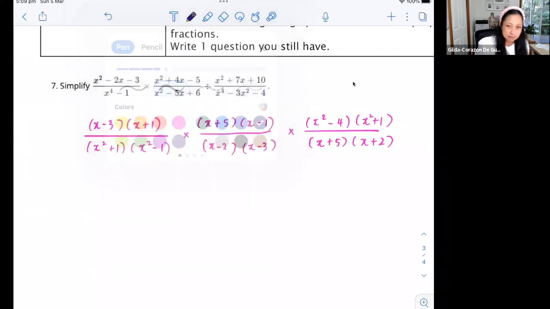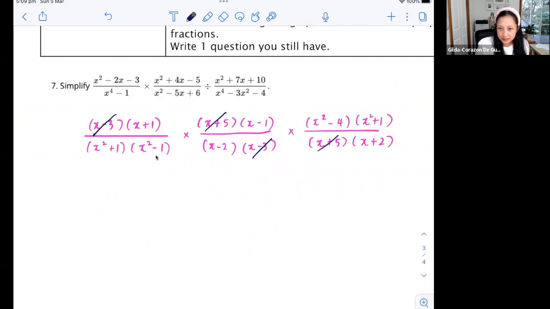Remember that when you cancel them, you need to have one on top and one on the bottom. So let's maybe do it systematically, just like how mathematicians would do it. We look at the first one. What can we cancel here? We can cancel the x minus 3 and x minus 3. Is there any x plus 1 here? It looks like it's x plus 1, but really it's not, because it's x squared plus 1. So we leave that. Is there any x plus 5 on the bottom? There's one here. Yeah. Is there any x minus 1 that we have here? Well, none yet, but we can maybe have a look at that again later, right?